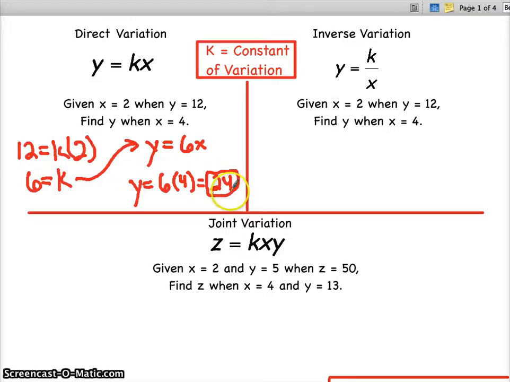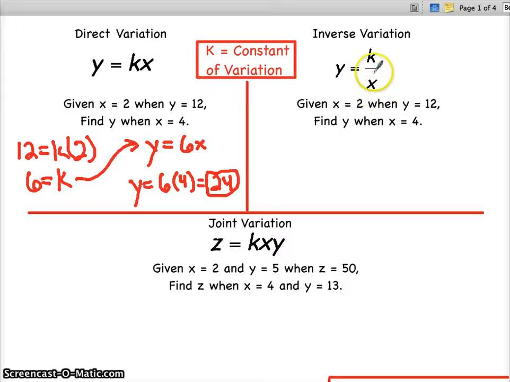Remember that it's not just that final answer we're looking for. It's finding k, setting up the model, and then actually writing down what y is equal to when x equals 4. The beautiful part is that inverse variation really works the same way. The difference here is that for direct variation, when x increases, so does y. When x is multiplied by k, y basically does whatever x does. So as x went from 2 to 4, y goes from 12 to 24.